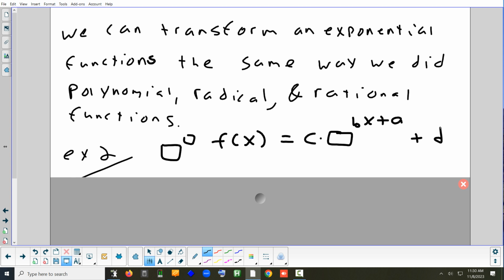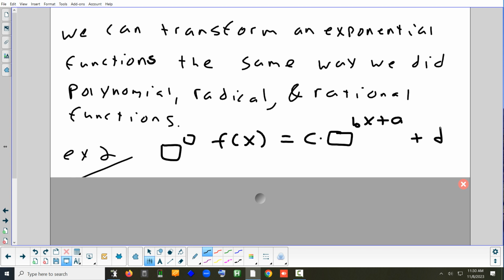I'm not going to write down what each of them mean because we just did it yesterday, but I'll go through it. What would A do? What kind of transformation? Yeah, horizontal shift. Positive would shift it to the left, negative to the right.